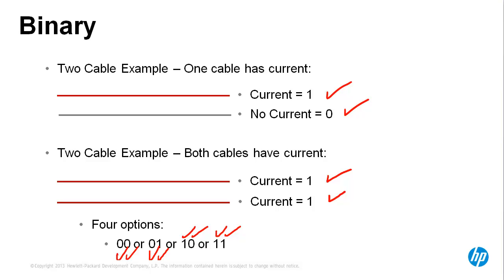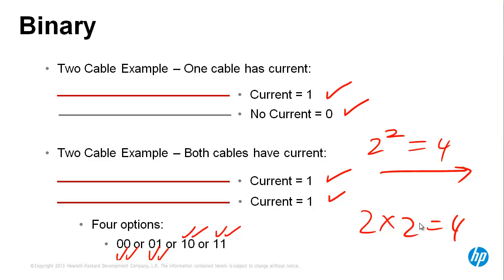The reason for this is that we have 2 cables and 2 possible states, either off or on. So 2 cables with 2 possible states gives us a value of 4. 2 to the power of 2 equals 4. Or if you prefer, 2 times 2 equals 4. So just to summarize, in this example we had 2 cables and 2 states per cable. 2 cables times 2 states equals 4 combinations. Thus 2 times 2 equals 4, or 2 to the power of 2 equals 4.